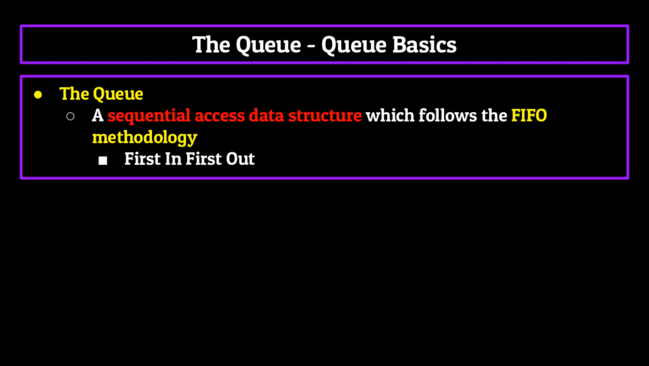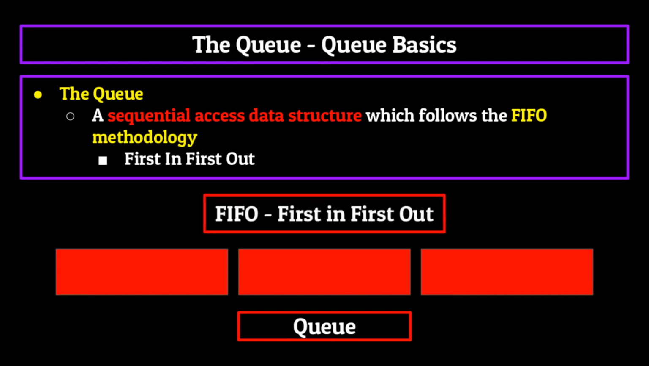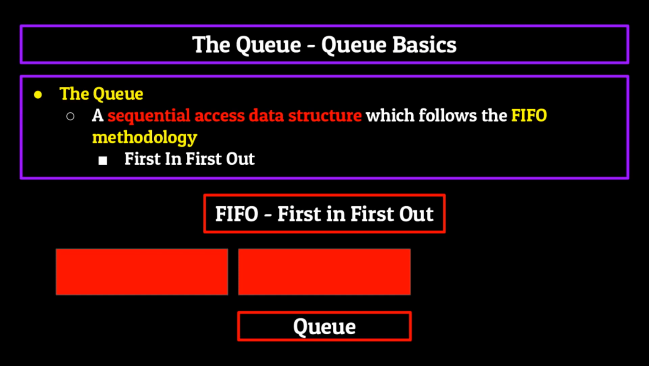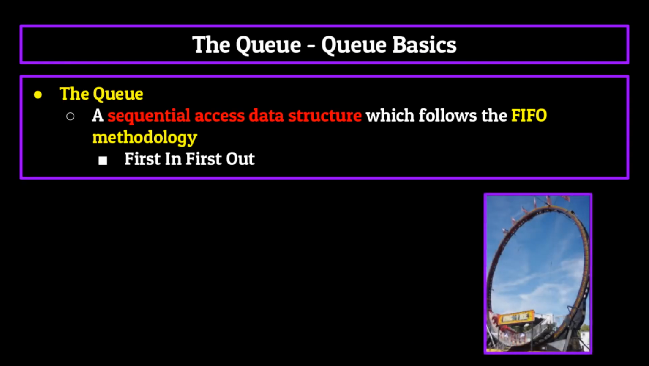Now in contrast, the queue follows what's known as the FIFO methodology, or first in, first out, where the first element added to the queue will always be the first one to be removed. We can think of this as a line to your favorite amusement park ride. Mine as a kid was always the Ring of Fire, so let's just use that one as an example.